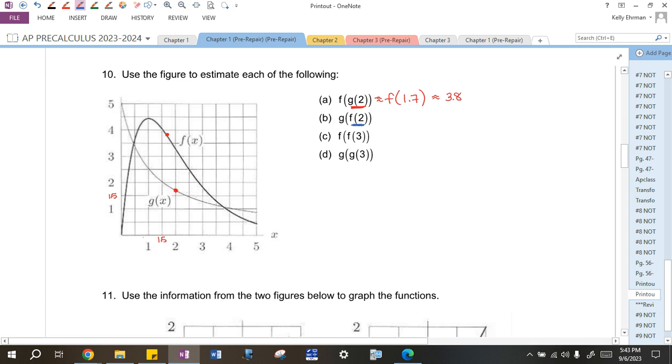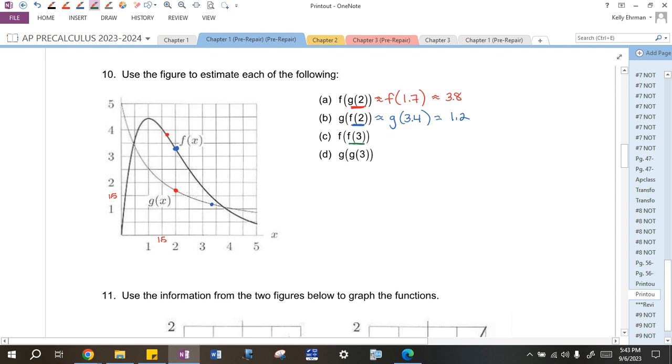Start at f of 2. So when the input is 2, where do we hit f? It's not quite 3.5. I'm going to call it 3.4. So that's g of 3.4. Now go to 3.4. So here's 3.5, a little bit short of that. Where does the graph hit g? A little bit above 1, not quite 1.5. I'm going to call it about 1.2.